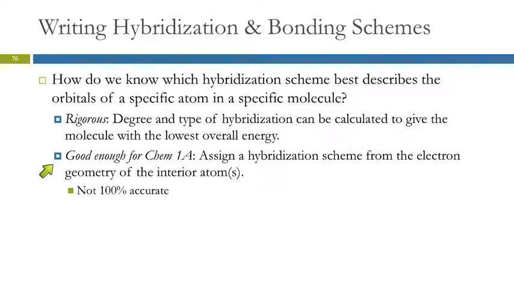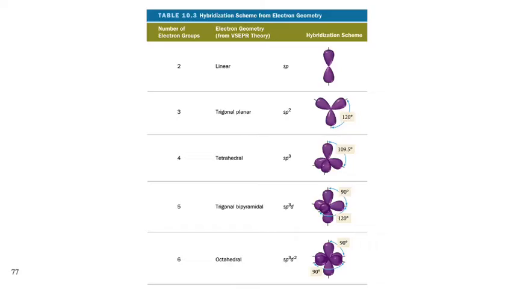So good enough for Chem 1A. We're going to assign a hybridization scheme from the electron geometry of the interior atoms in the Lewis structure. So we're thinking about VSEPR theory, but really it comes down to the Lewis structure. Number of electron groups on the central atom. Not 100% accurate, but good enough for Chem 1A. And since we're in Chem 1A, we're going to go with that. It's good enough for OChem too, actually.